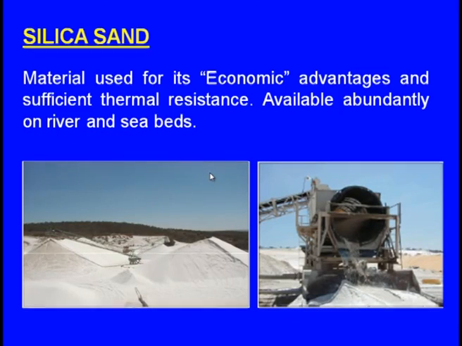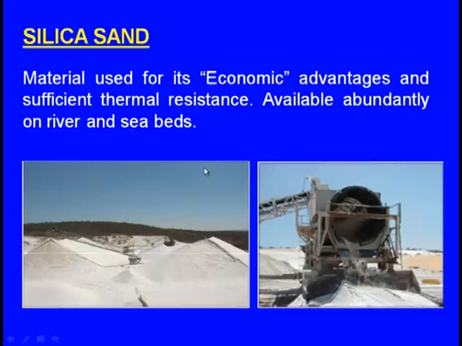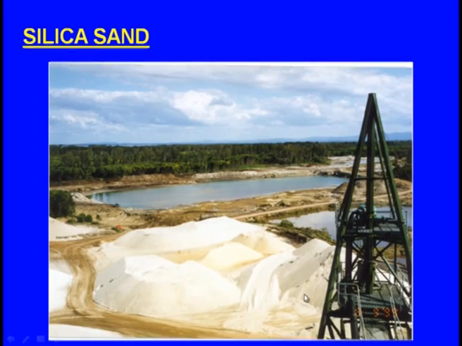First let us see the silica sand. What is this silica sand? It is a material used for its economic advantages and sufficient thermal resistance. So silica sand has sufficient thermal resistance, meaning it can withstand very high temperatures, and it is available abundantly on the river beds and also on the sea beds. If we go in the summer to the side of the river beds, we can see clear sand there. So this is the silica sand, and we can see these silica sand beds look like this. And again we can see these are the silica sand beds.